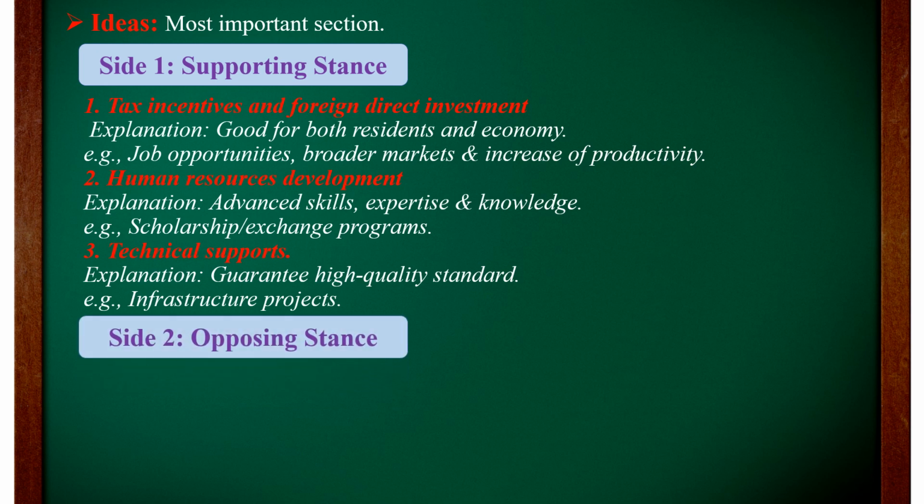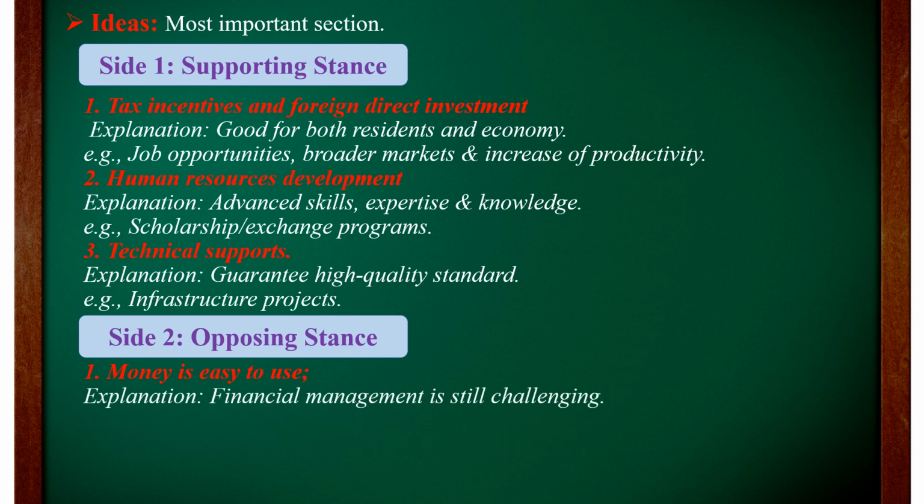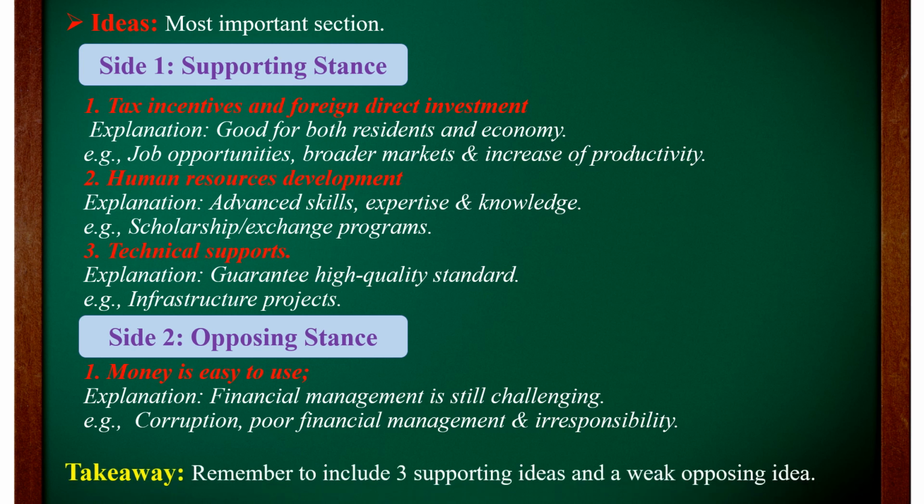Second, you should include one weak opposing idea and reject it later to convince the reader that your essay considers both sides, not just one side. In the exercise, I included the idea that money is easy to use. Then I argue that bad financial management such as corruption, poor financial management, and irresponsibility may lead the country to remain poor. One takeaway from this section is, remember to include 3 supporting ideas and a weak opposing idea to make your essay more convincing.